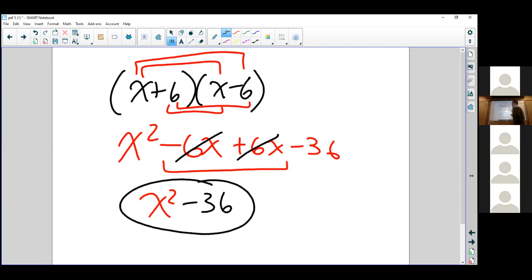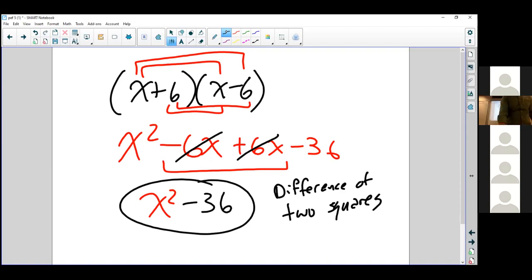You don't have to know this yet, but we're going to start working with this. This is called the difference of two squares. Okay, so when you start hearing that terminology a little bit, that's just a name for it. Okay.